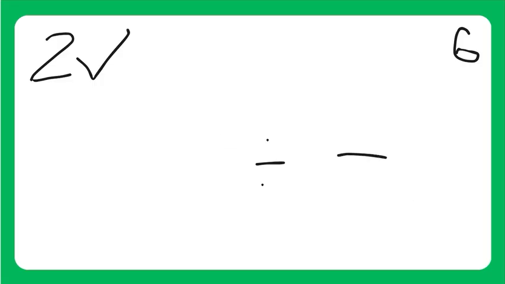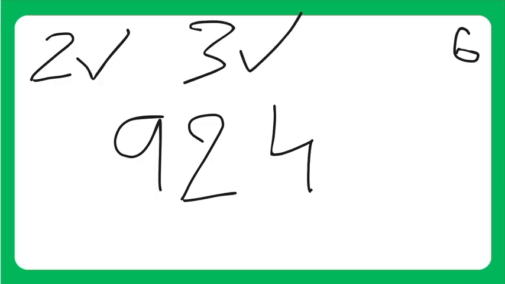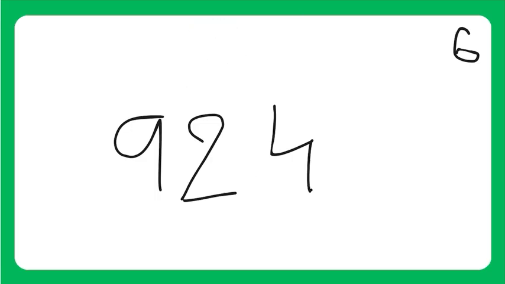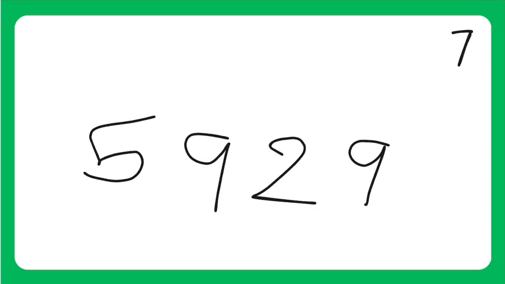So what was our original number? Let me go back. Our original number was 924, and we just checked it is divisible by 3. Since both of these are possible, 924 divided by 6 is possible. Let's move on to the next one.